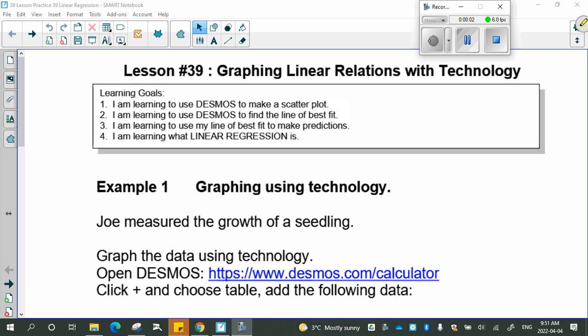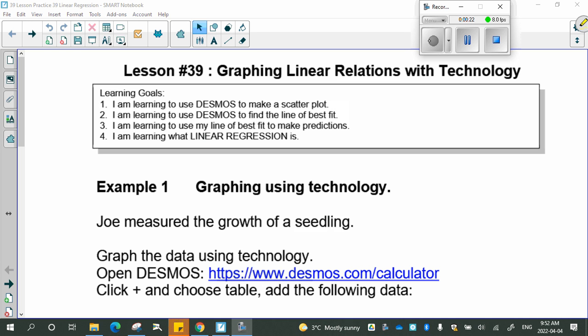Okay, so this is graphing lines using technology. So we're learning to use decimals to make a scatter plot, learning to use decimals to find the line of best fit, learning to then use your line of best fit to make predictions, and learning what linear regression is.